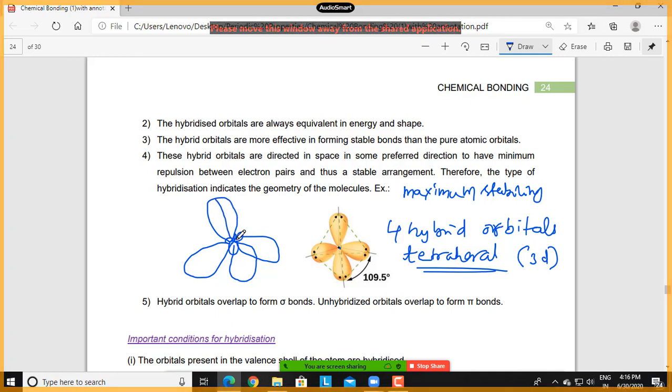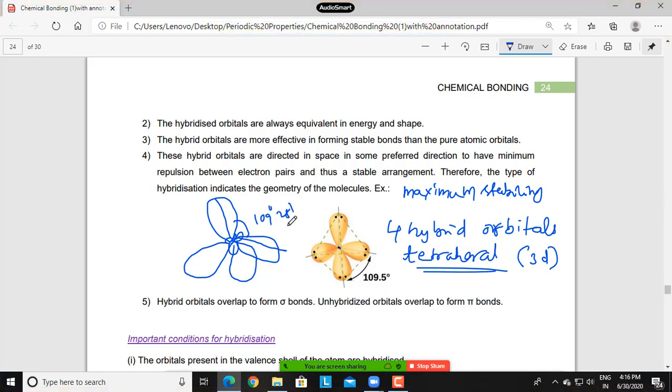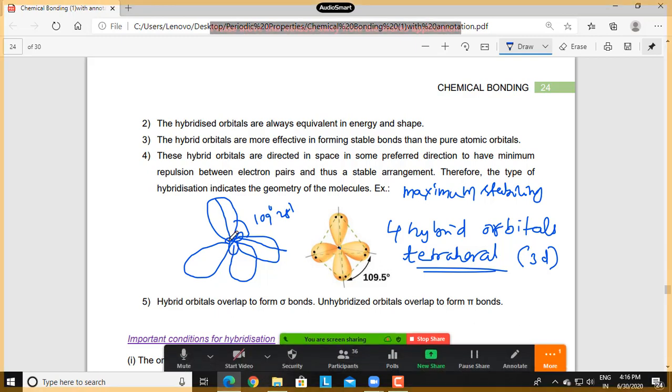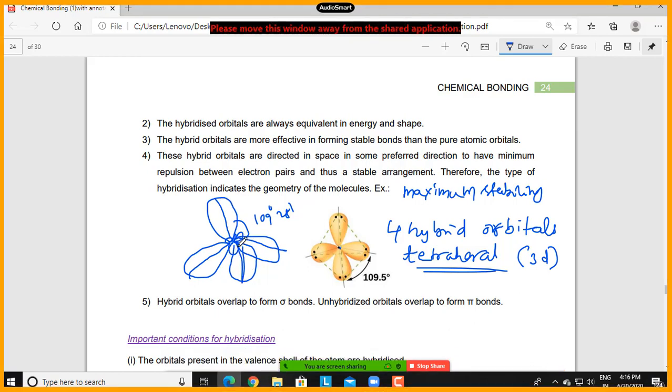Suppose for this orbital, if you measure the angle, it is 109 degrees 28 minutes, which is approximately taken as 109.5 degrees. This orbital also has the same angle, and this orbital also has the same angle. So these are in 3D space, showing a tetrahedral shape. So four hybrid orbitals means tetrahedral. Remember, then only it will be stable.